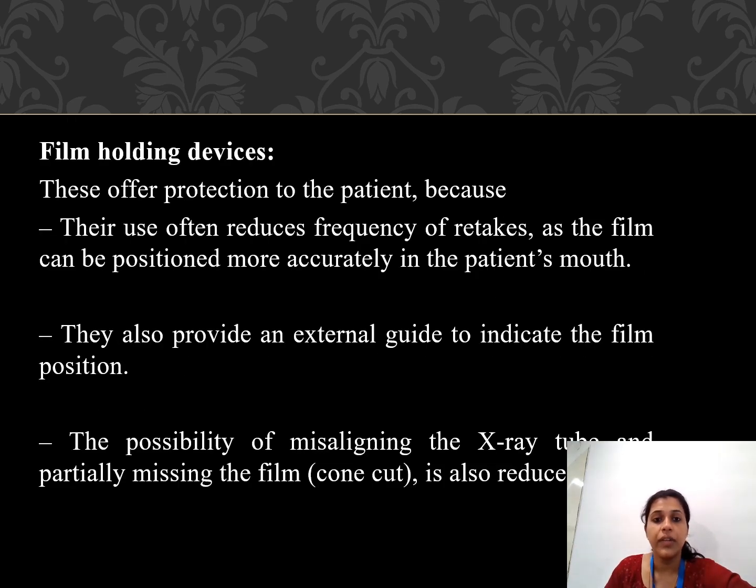Next is by using film holding devices. So this offers stability to the X-ray film and also protection to the patient by reducing the frequency of retakes, and this also provides an external guide to indicate the film position and the possibility of misaligning the X-ray tube, and the cone cut can be reduced by using film holding devices.